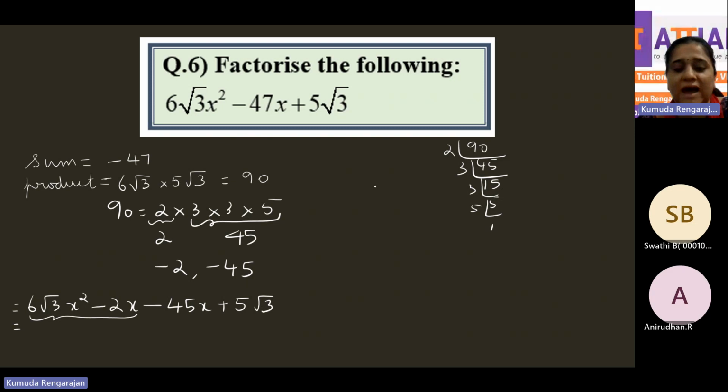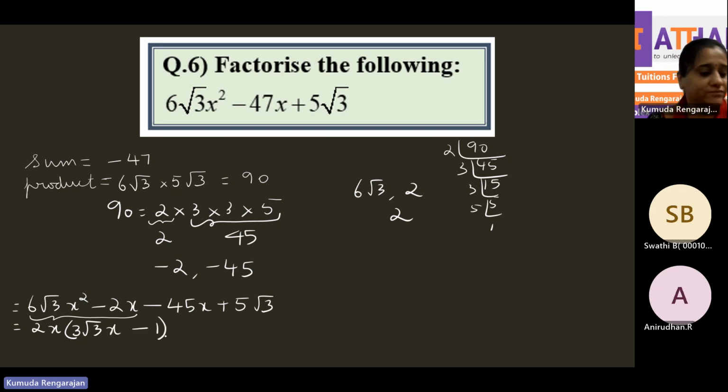Between 6 root 3 and 2, what is common? 2 is common. And between x square and x, x is common. So 2 is the HCF. Open bracket. Now 2x, 3 root 3. Yes, because 2 into 3 root 3 is 6 root 3. And x, minus 1. Correct.